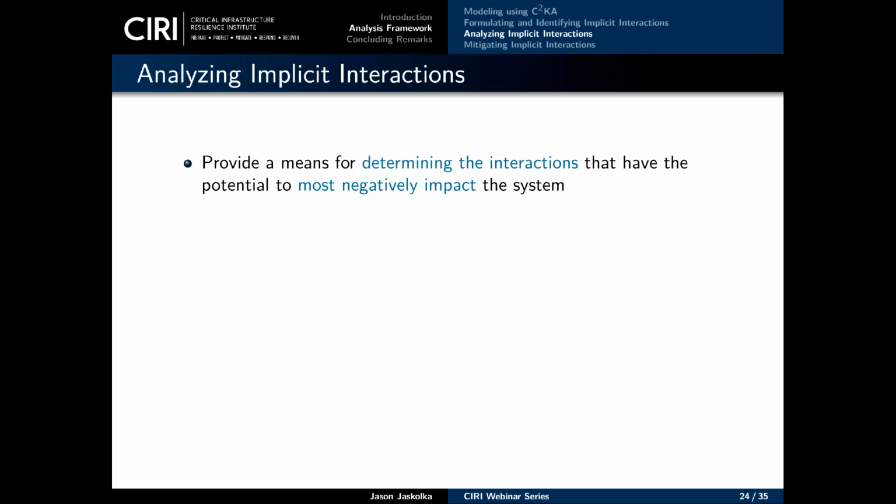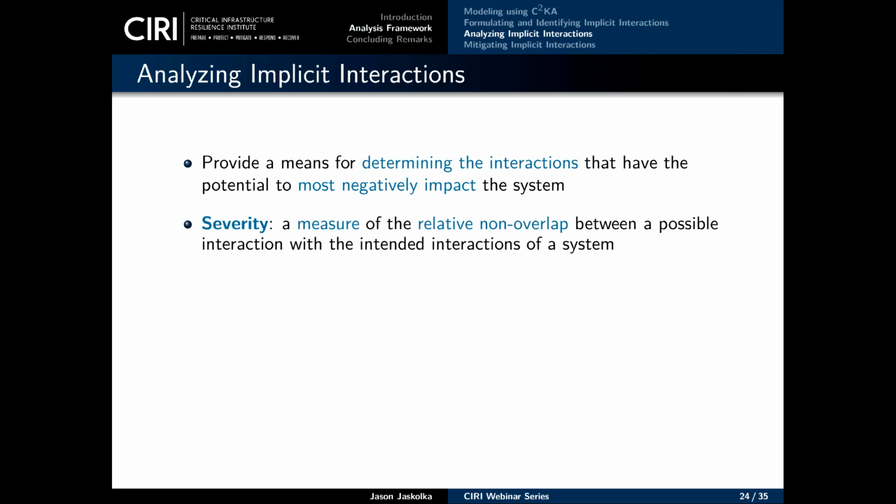And we do this in two ways. The first is we have a measure of severity. And without going into all the formal mathematics about it, severity is really just a measure of the relative non-overlap between a possible interaction and the intended interactions in the system. And what the severity tells us is that if we have less overlap, that means that the severity will be higher, which means that the interaction in question is really more unexpected in the system. It's really something that we did not see coming at all.